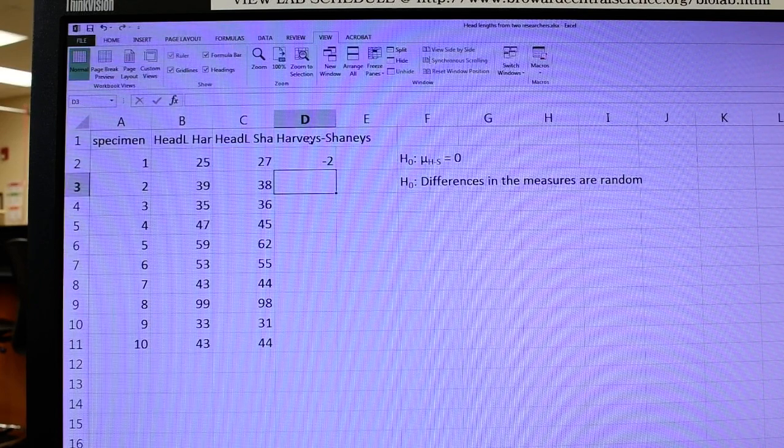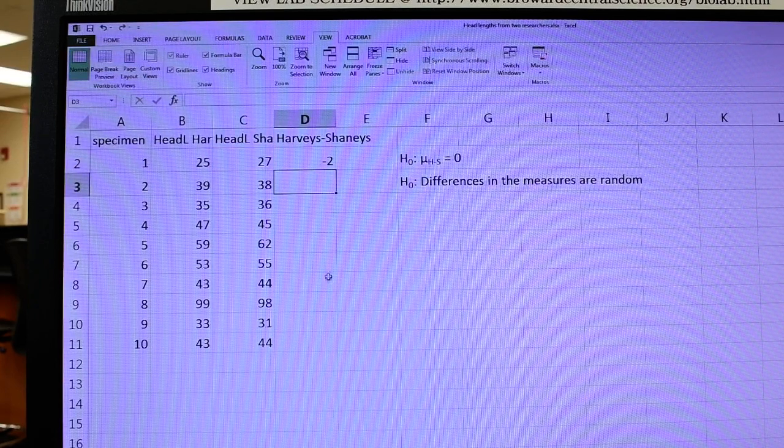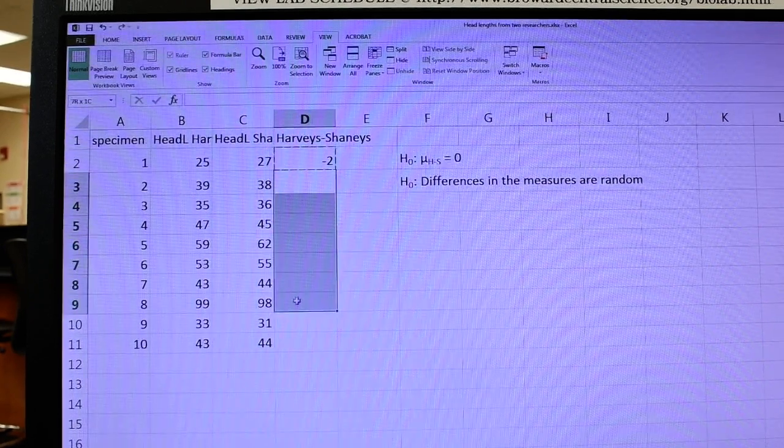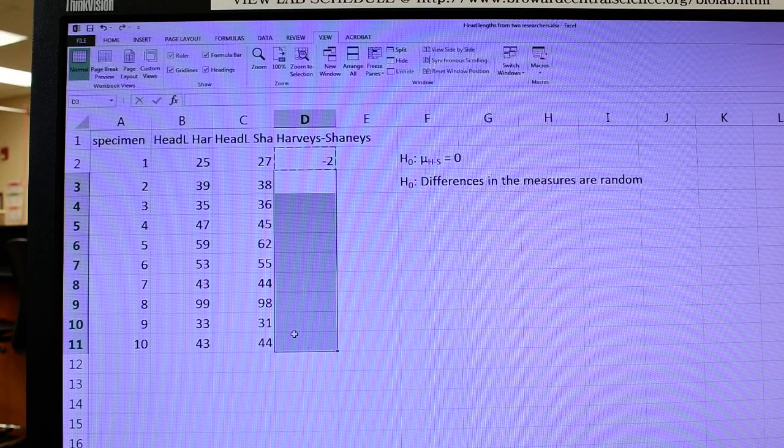Okay. Now, to save time, you don't need to type that in all the way down. You just select this. You hit Control-C to copy. Then you drag down and hit Control-V to paste. Okay, so now we can see some of these values are positive and some of these values are negative.